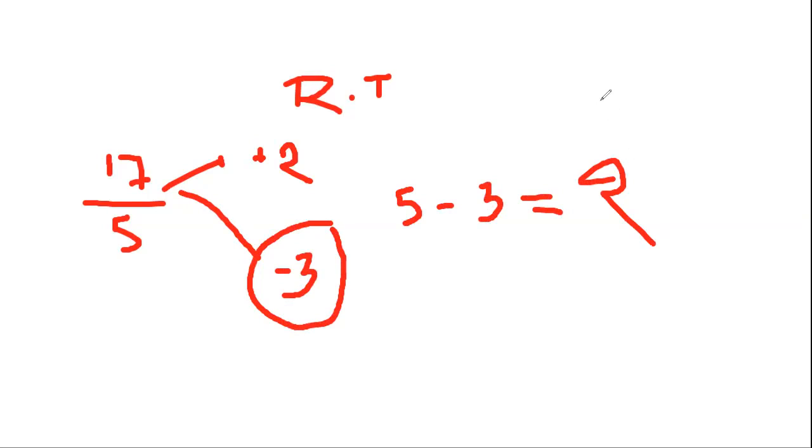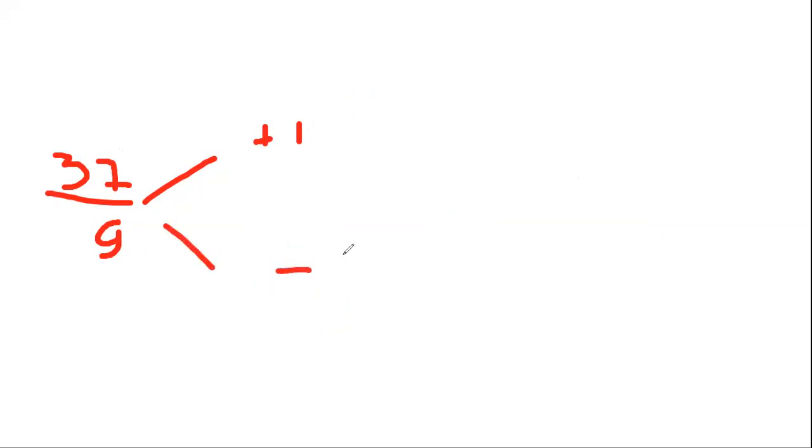Just to make your concept clear, we'll take a few very basic examples. For example, 37 by 9. The remainder is plus 1, because 9 fours are 36. Even if you pick a higher number like 9 fives are 45, then you can say the remainder is minus 8.